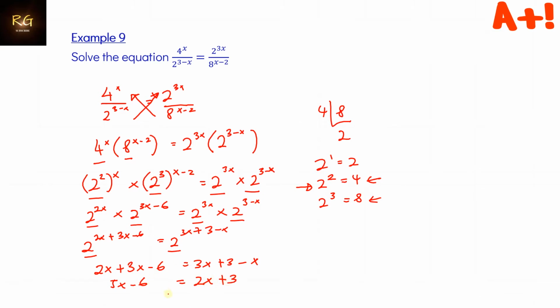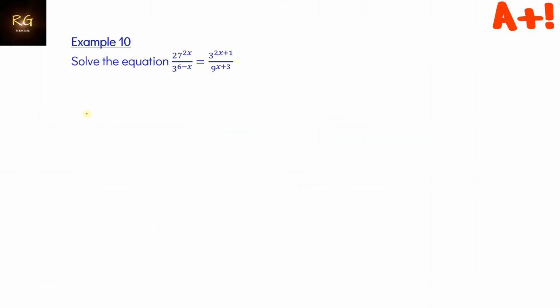So 2x, let's bring it to left hand side, and negative 6 we need to bring it to the right hand side. So 5x minus 2x equals to 3, copy back, negative 6. When you want to move it to right, it's going to be positive 6. I'll continue here. So 5x minus 2x is equal to 3x, and 6 plus 3 is equal to 9. So x equals to 9 divided by 3. 3 we need to bring it to right hand side, which is equal to 3. That's it. Very simple.